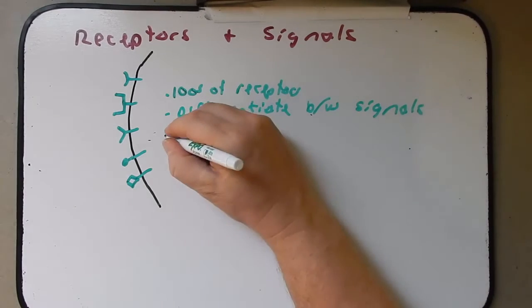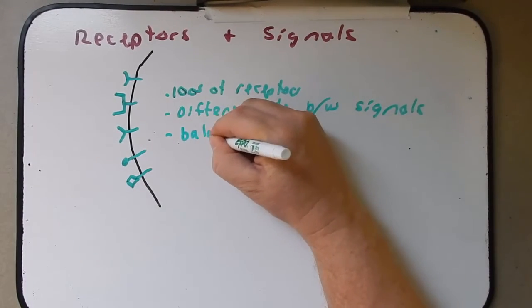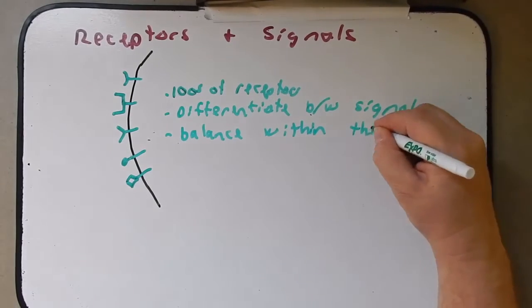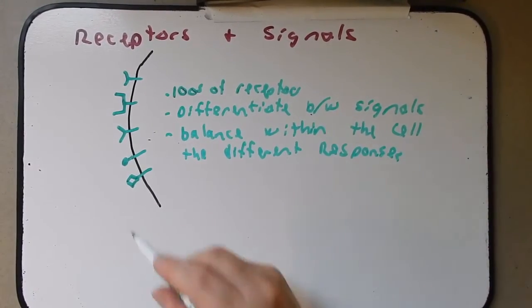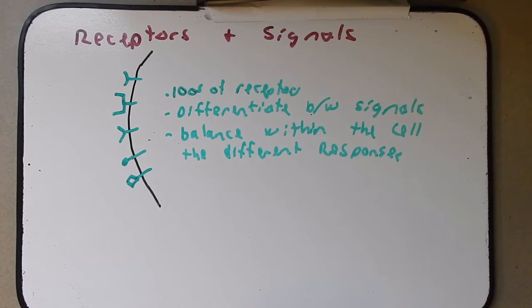In addition, they have to balance within the cell the different responses. So each one of these will give a specific response, but each one of these could be activated at the exact same time within the cell, and the cell has to be able to balance the resources and work together with those responses. And sometimes the responses are coupled, going towards a similar response.